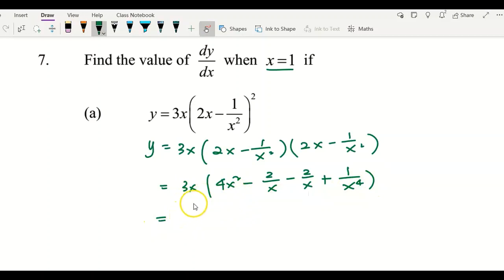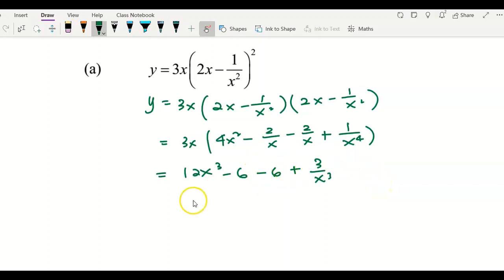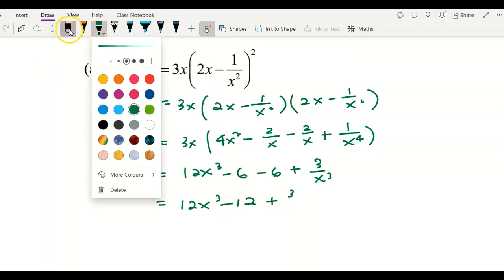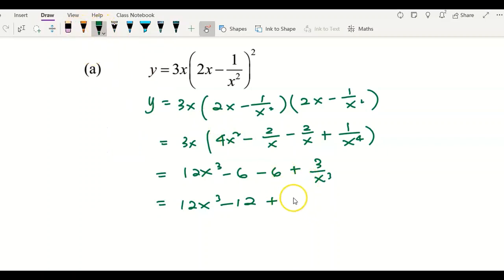Then multiply 3x inside: you get the first term, 12x cubed, and a negative 6 as well for the third term, because these two are the like terms, plus the 3 over x cubed. 3x multiplied by 1 over x to the power of 4 gives 3 over x cubed. So simplify: you have negative 12 plus 3 over x cubed, and 3 over x cubed we can rewrite in this form, 3x to the power of negative 3. Easier for us to find the dy/dx.